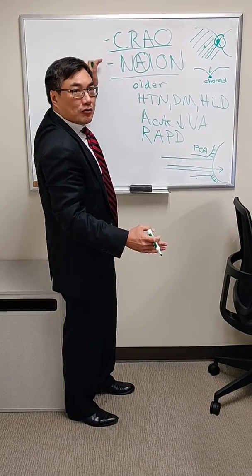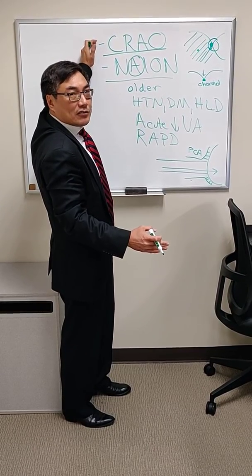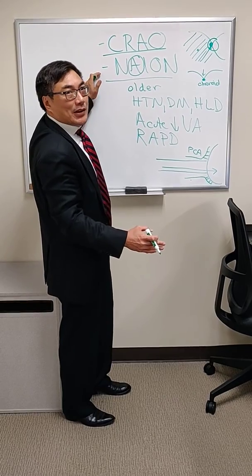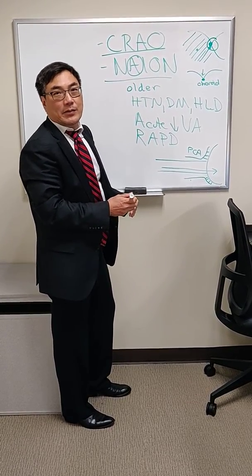Stroke in the retina, stroke in the nerve, huge difference. Stroke in the retina should be treated like a stroke in the brain. Stroke in the optic nerve is usually NAION, hypoperfusion, and does not need to be admitted for the stroke workup.